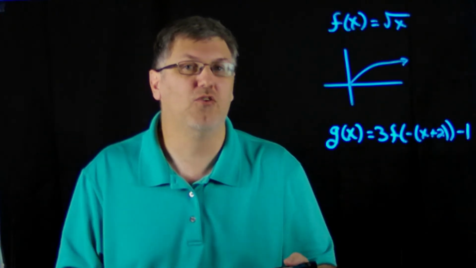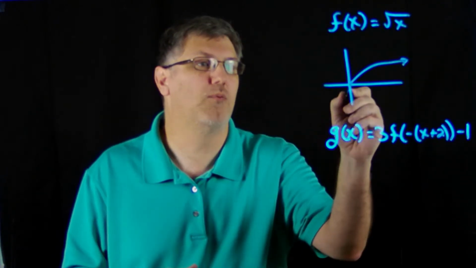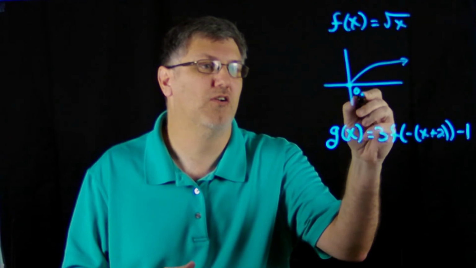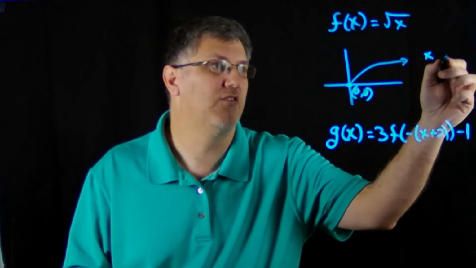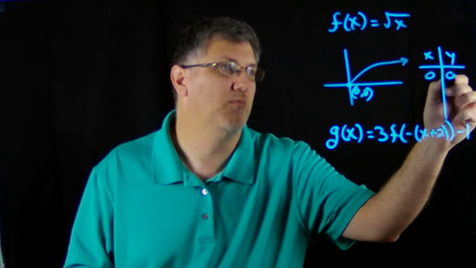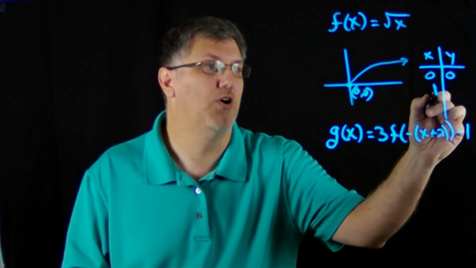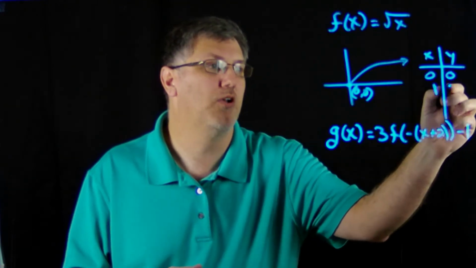So the first thing I need to do is decide which points I'm going to use on this parent function, because that's going to be my starting point. Well, I'm going to pick 0, 0 right here. That's easy to do math with. So I'm just going to do an x and y table instead of labeling up the graph here. I'm going to start at 0, 0. Then I'm going to go to the first perfect square, which is 1. So I'm going to do 1, and I'll take 1, put it in here, square root of 1 is 1.